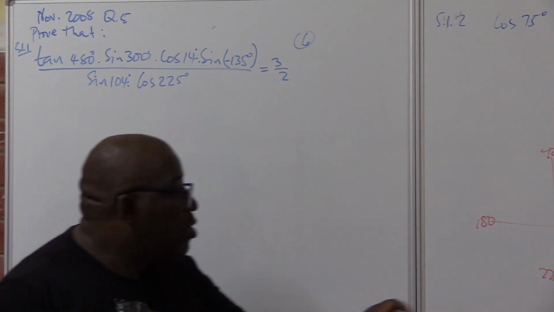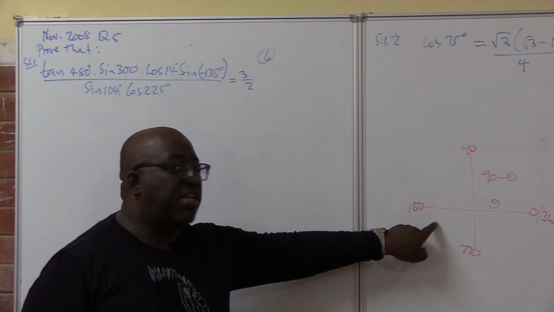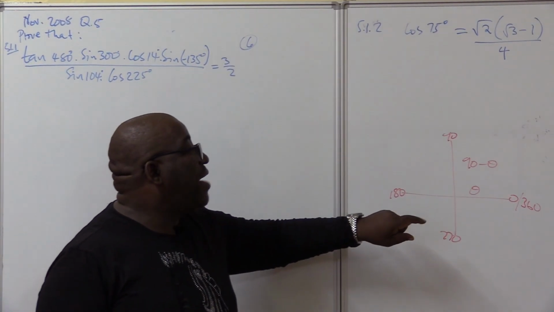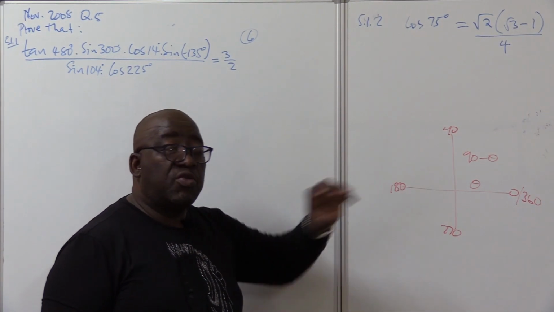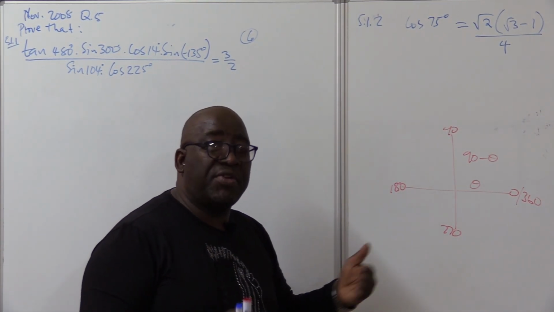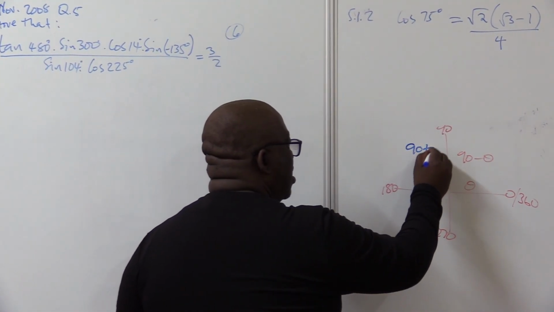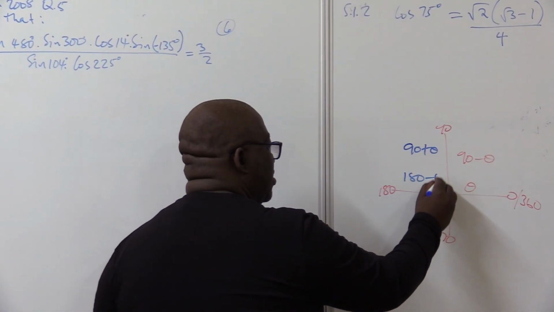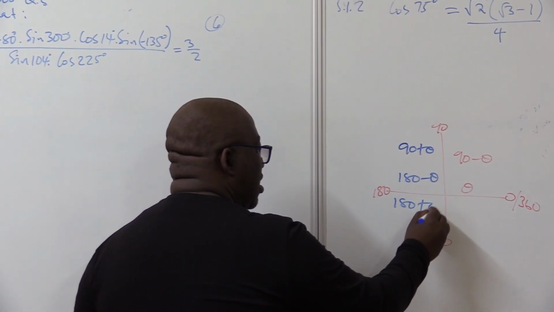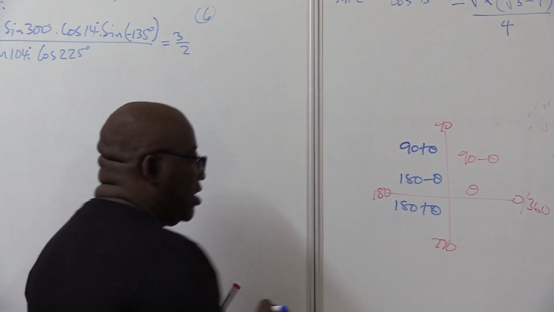But when you talk of 170, we know that it's in this quadrant. When you talk of 100, we know that it will be in this quadrant. So it is important that you must identify the quadrant first, and you must know how to deal with that quadrant. Remember, this one is 90 degrees plus theta, this one is 180 minus theta, this one is 180 plus theta, and so on and so forth. That will be 360 minus.